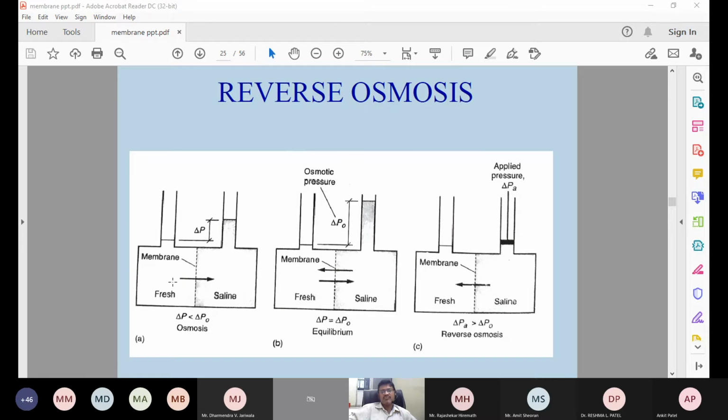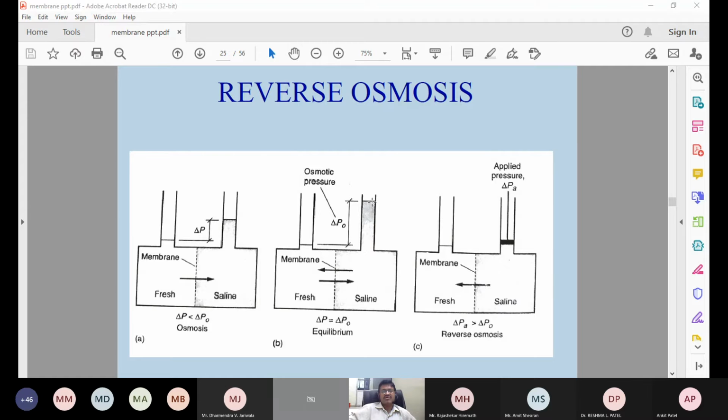Okay. So up to how much will it go? It is going like this, and there is some pressure which builds on this side. There will be one instance where this will stop. The fresh to saline flow will stop. As the pressure builds up on this saline phase, the water flowing from this side will stop. So this head is called osmotic pressure.